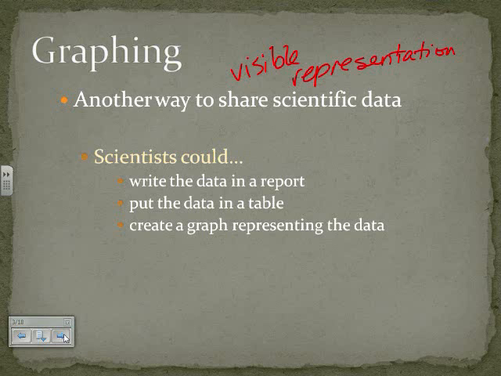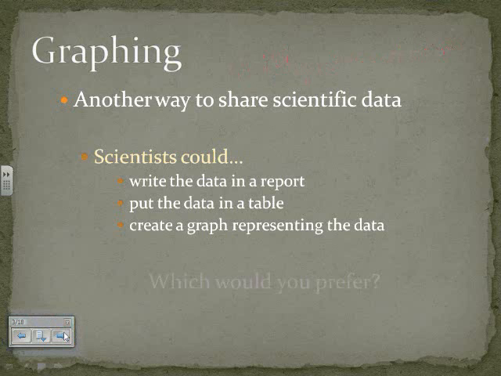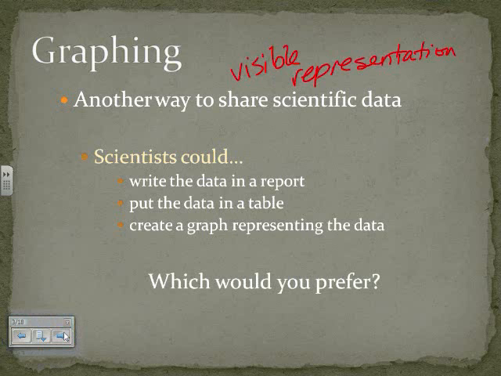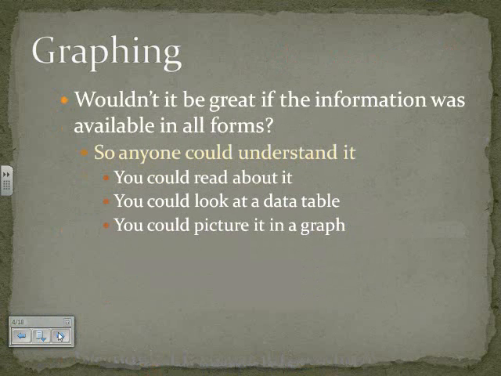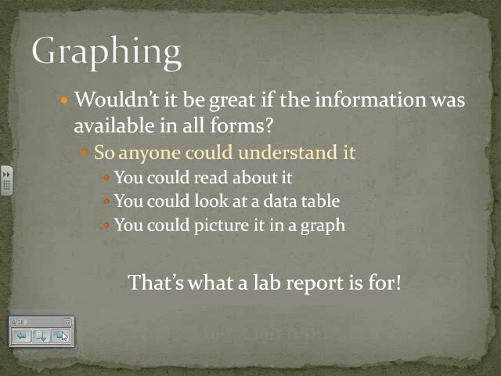So they can write the data in a report, they can put it in a table, or they can create a graph, right? All these different ways to display that data, all right? Which one would you particularly prefer, all right? It'd be great if the information was available in all forms, so anyone could understand it. Like, you could read about it, you could look at the table, or you could picture it. That's what a lab report is, all right?